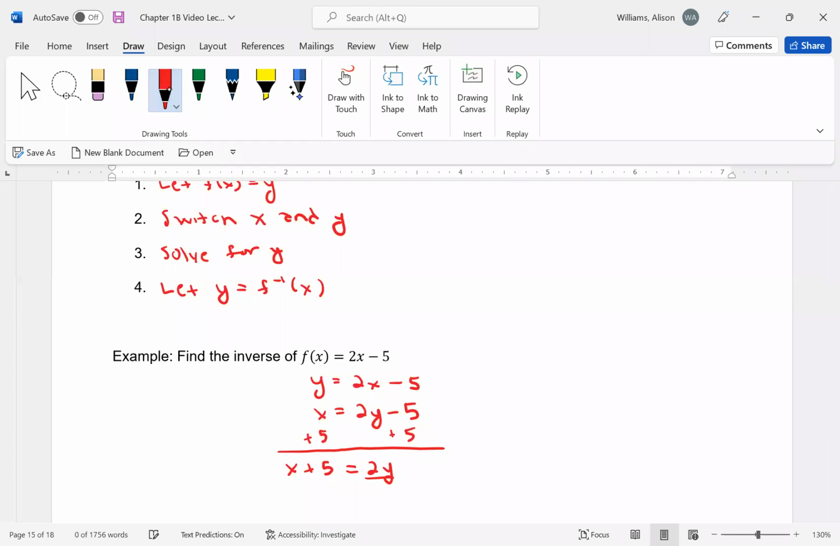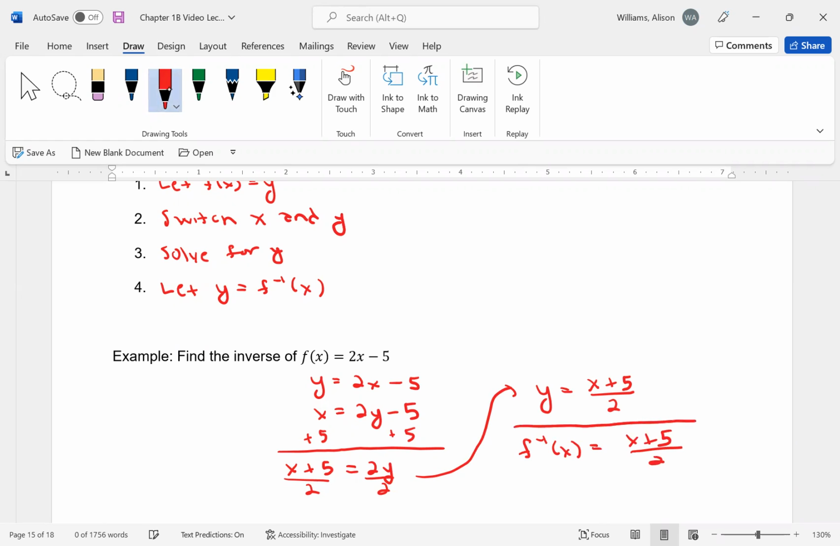Then I'm going to divide everything by 2. So I have, let me just write it over here, y equals x plus 5 over 2. So my final step, I'm going to rewrite this y as f inverse of x. And I'm done. I found the inverse.